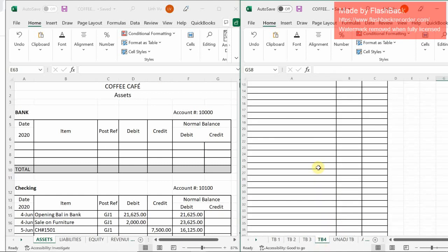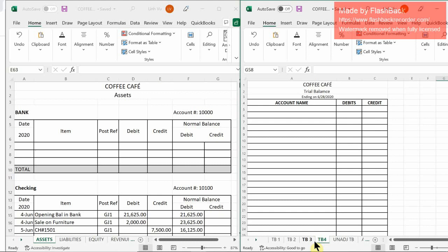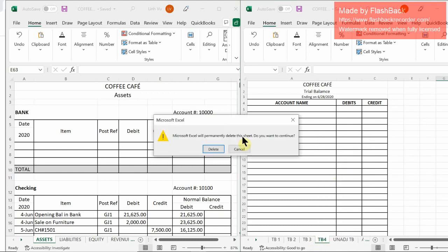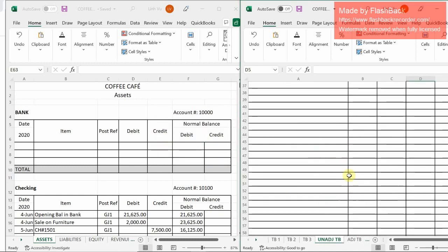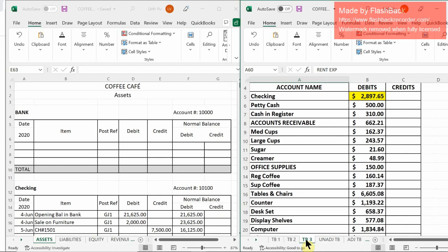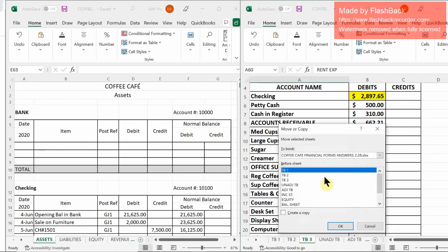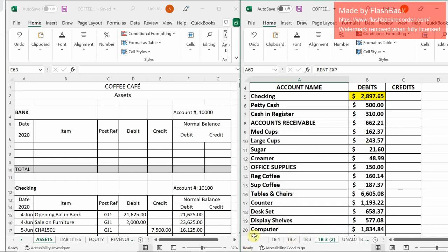So trial balance 4 is blank. What I need to do first is delete this, so I'm going to click delete. Now I don't have trial balance 4 anymore. I'm going to click on trial balance 3 down here at the bottom, right click this and select move or make a copy. I want to put this right above my unadjusted trial balance, and I'm going to select to create that copy and click OK.